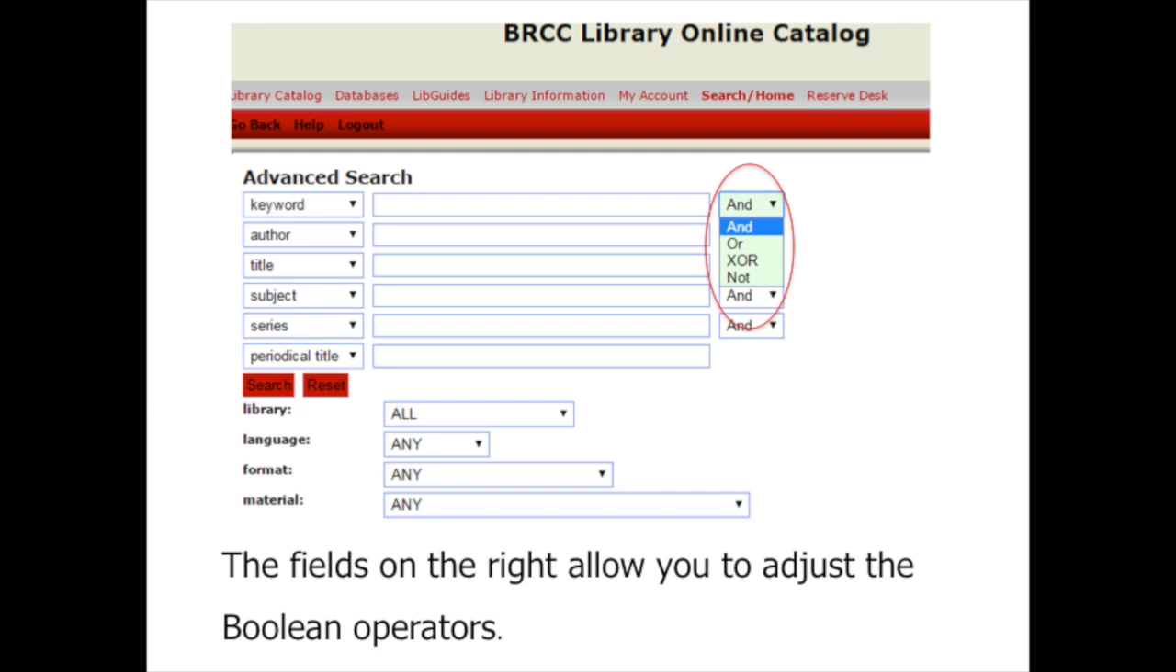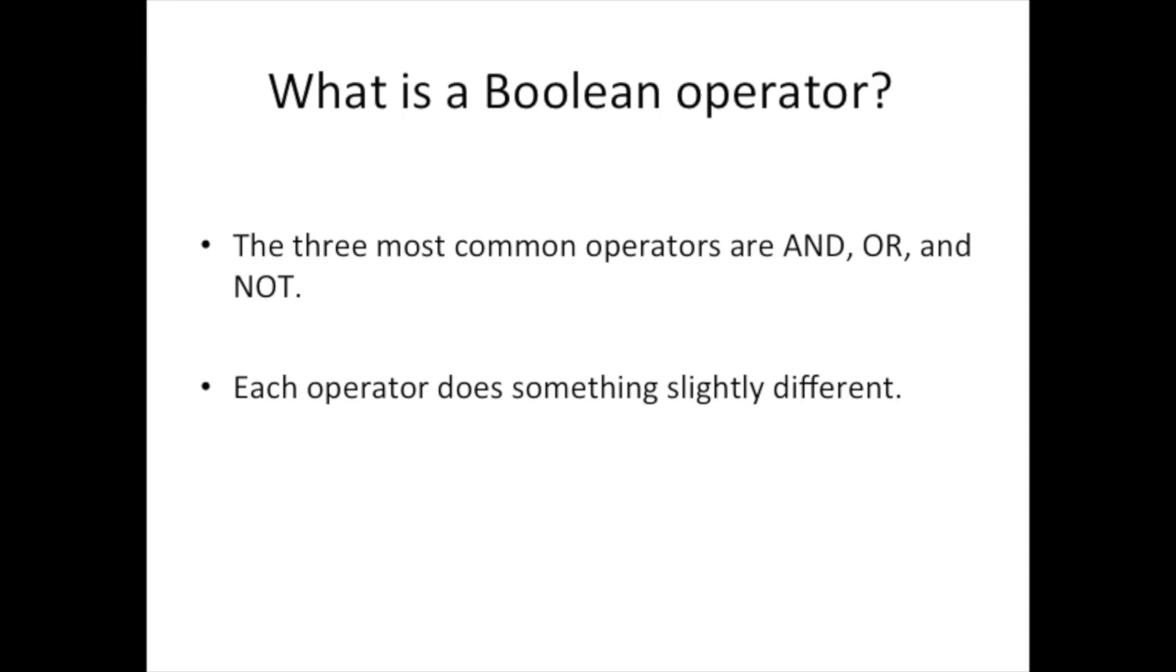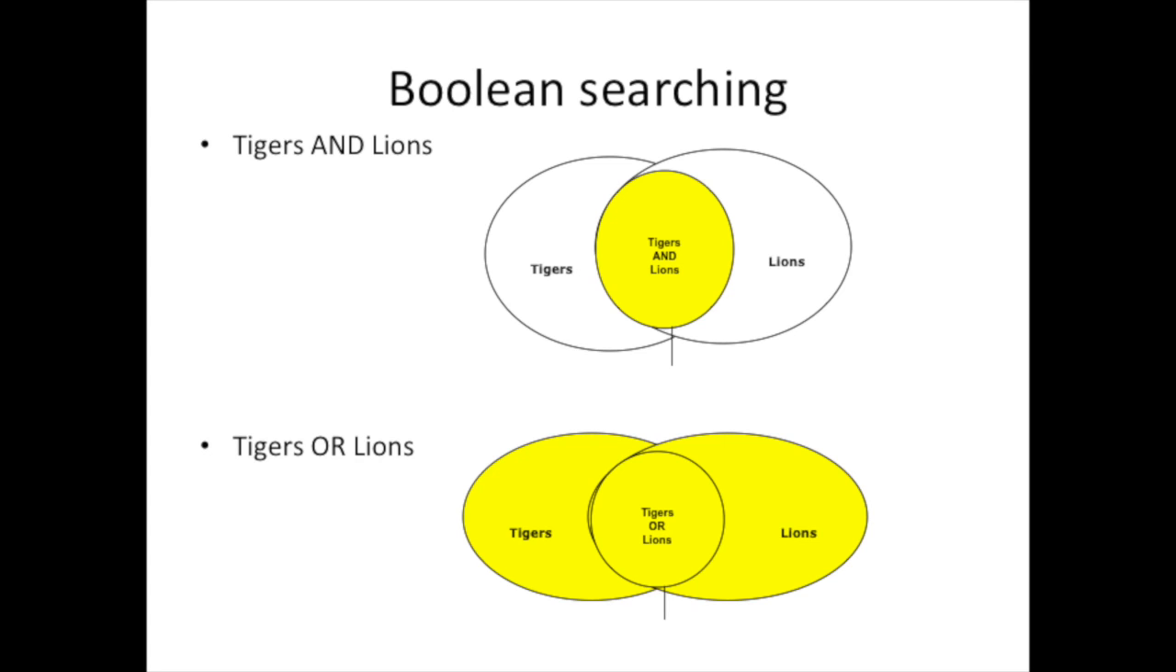On the right side of the search are fields for what are called Boolean operators. Boolean operators are words like and, or, and not that are special instructions to the search engine. Using the Boolean operator AND tells the search engine to find records that contain both terms that are being linked. For example, a search for tigers and lions would be a specific search for items that contain both the word tigers and the word lions in the record.